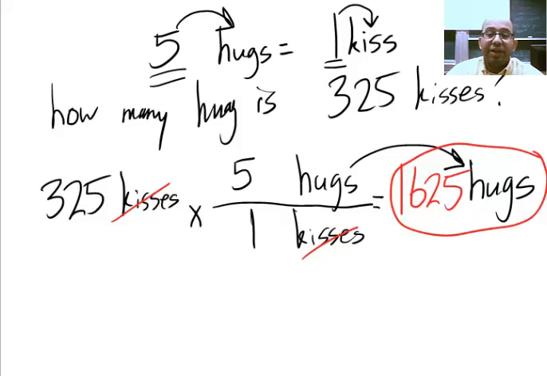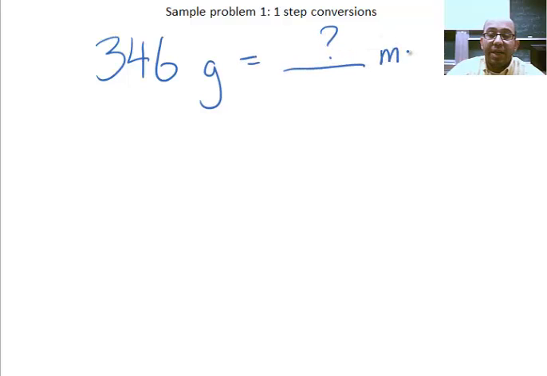So now that we've done that example and you feel loved, we're going to do a problem that will be exactly like the ones that you're going to be asked to do in this class. So our first sample problem is going to be a one-step conversion, and I'll explain to you what two-step conversions look like in a moment. So in this first example, we're going to have 346 grams. How many milligrams is that?